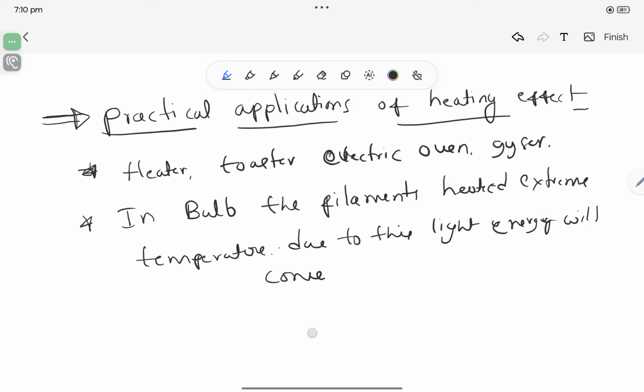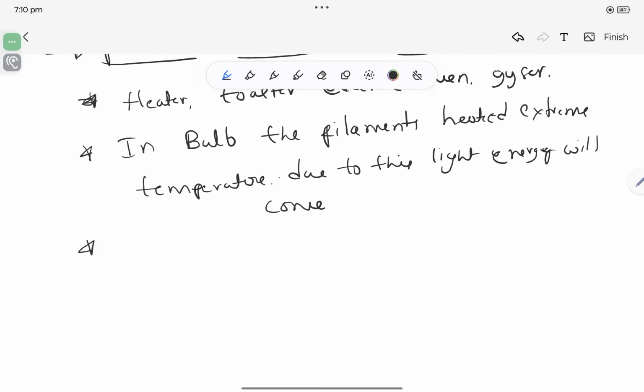And one more practical application, the electric fuse. We will discuss this in the next chapter. Some introduction: electric fuse.